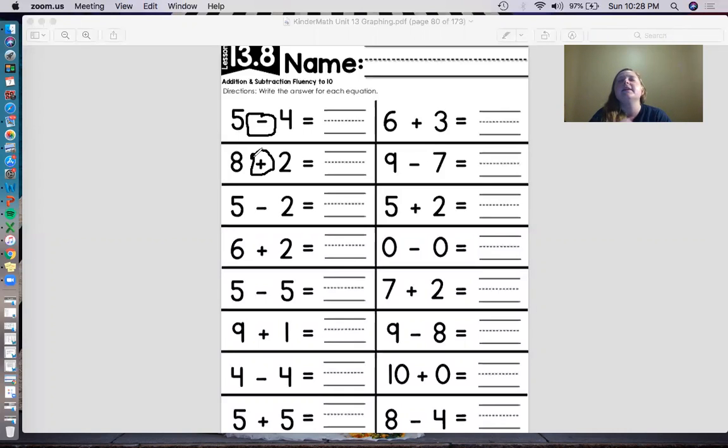And please take your time with this fluency page because you've got to make sure you're doing addition when you need to do addition and subtraction when you need to do subtraction. So take your time. You might not be able to go through this as quickly as the other ones because it's going to take you more time since you have to look at the symbols, okay?